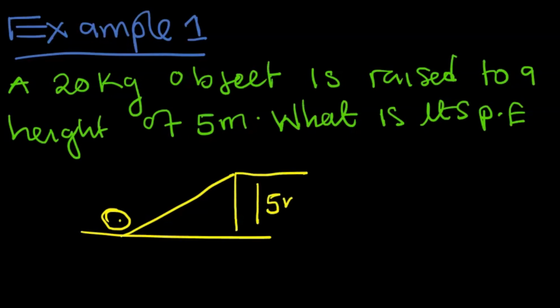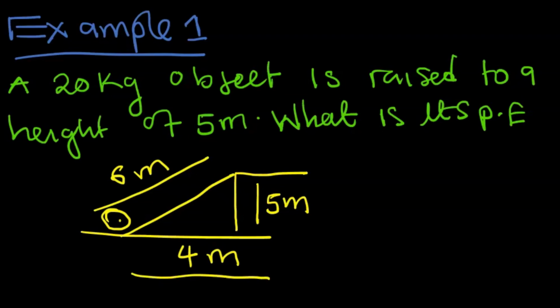of 5 meters. Let us say this distance is 6 meters. And of course, I'll add also this distance. Let us put this one to be 4 meter. Okay, so an object of mass 20 kg is raised to a height of 5 meter and is moved along the 6 meter distance. What is its potential energy?